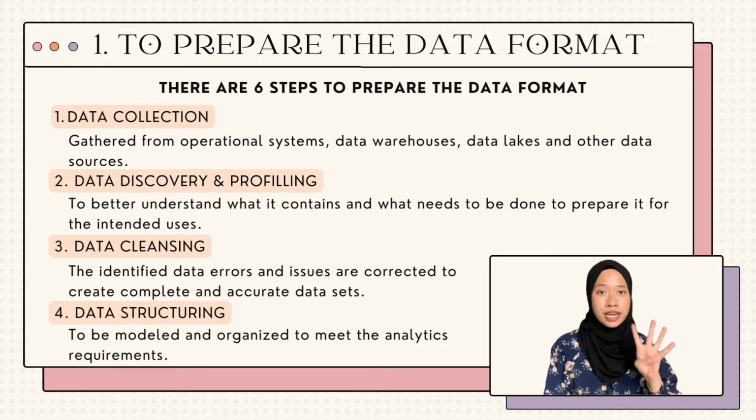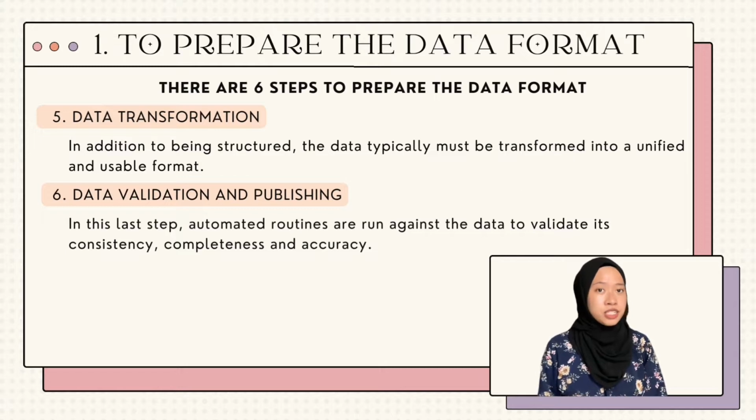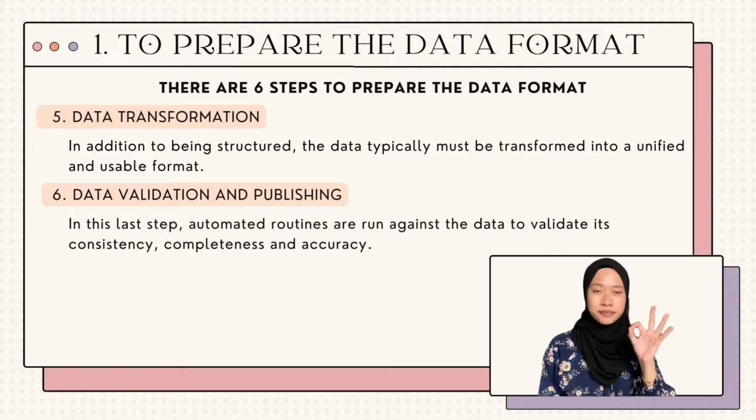Then, the fourth step is data structuring. At this point, the data needs to be modeled and organized to meet the analytics requirements. The fifth step is data transformation and enrichment. In addition to being structured, the data typically must be transformed into a unified and usable format. The last step is data validation and publishing. In this last step, automated routines are run against the data to validate its consistency, completeness and accuracy.